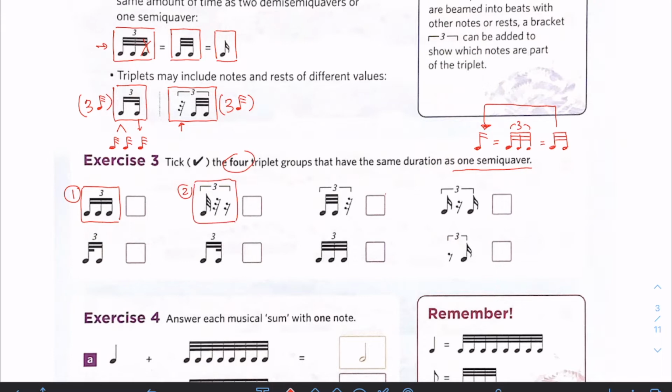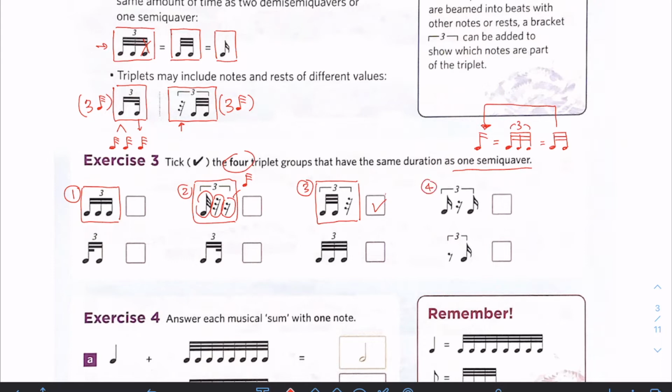Then number 2 here, we have this triplet. Now in this triplet, we see a demisemiquaver note, a demisemiquaver rest, and then a semiquaver rest. So this is not a correct type of triplet because all three notes or rests in the triplet should be the same type of note value. So the third rest here should also be a demisemiquaver. Next, number 3 here, we have two demisemiquavers with a demisemiquaver rest. So this is the correct answer.